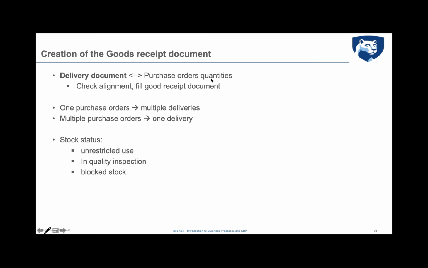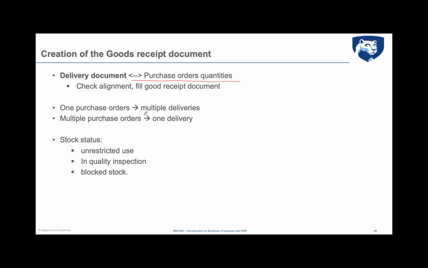When you manage the goods receipt activities, what you create is the so-called delivery document, which of course needs to be aligned with the purchase order in terms of quantity and what has been delivered. Remember that one purchase order can lead to multiple deliveries, and the sum of the multiple delivery documents needs to be aligned with the purchase order. Or vice versa, multiple purchase orders can be consolidated in one delivery, so the delivery document needs to refer to more than one purchase order.